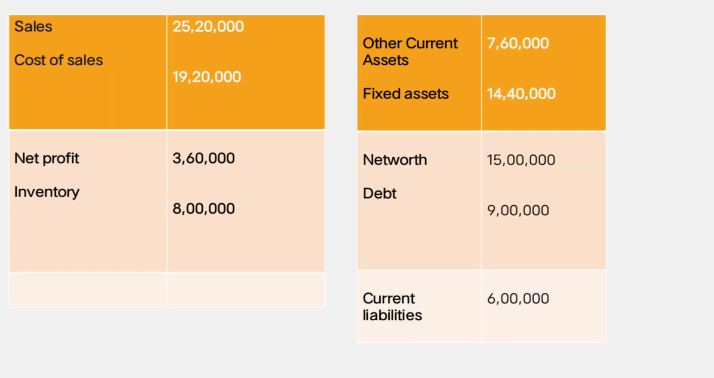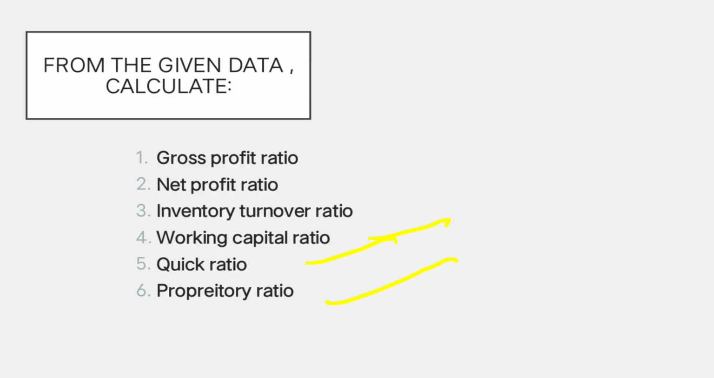Sales 25,20,000, cost of sales 19,20,000, net profit 3,60,000, inventory 8 lakh (inventory means stock), other current assets 7,60,000, fixed assets 14,40,000, net worth 15 lakh, debt 9 lakh, current liabilities 6 lakh. Which one do we have to find out first?